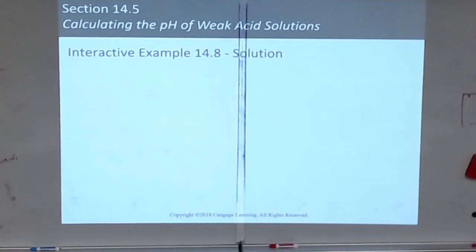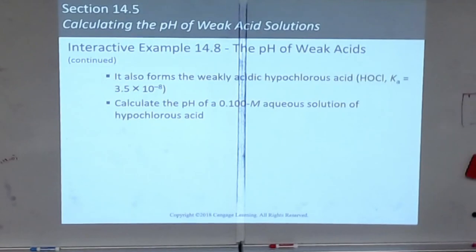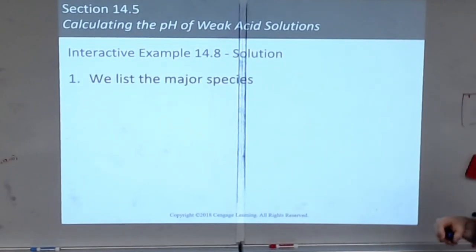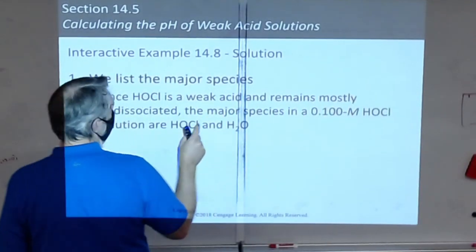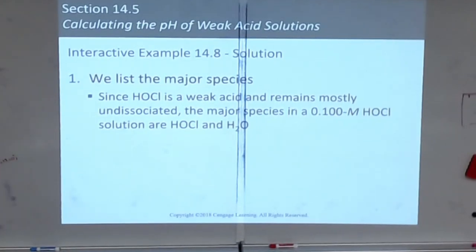Here we go. List the major species. Who are going to be the major species in this case? Hypochlorous acid is going to be H plus and OCl minus. Are we okay with that? Plus H2O, that's going to be in there. This is a weak acid and remains mostly undissociated. We're actually going to have the HOCl and H2O.